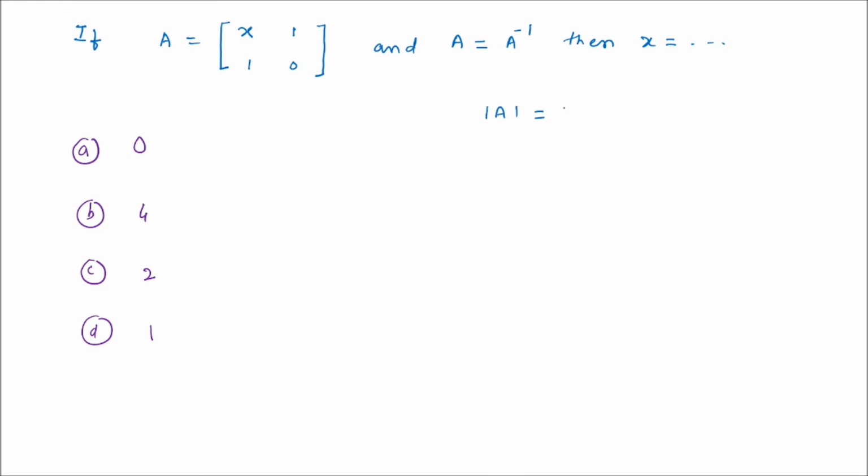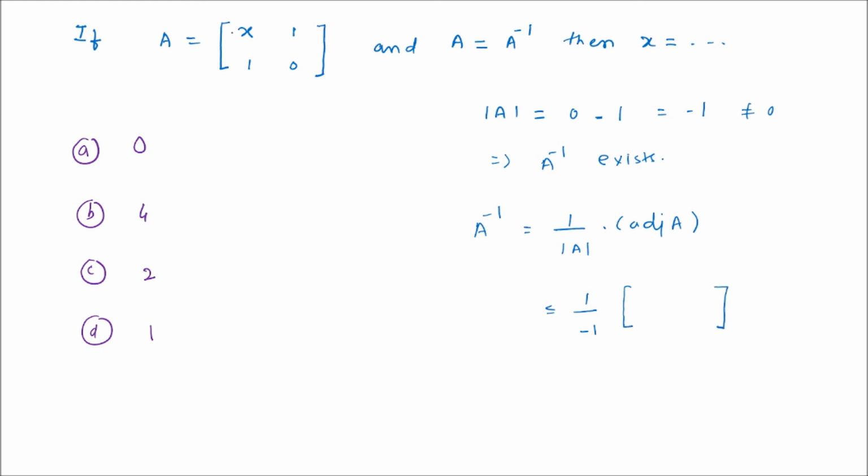So determinant of A is equal to X into 0, minus 1. It is equal to minus 1. This implies it is not equal to 0. This implies inverse exists. So inverse of A is equal to 1 upon determinant of A into adjoint of A. So 1 upon determinant of A is minus 1 and its adjoint will be a matrix. Here it is a 2 by 2 matrix.